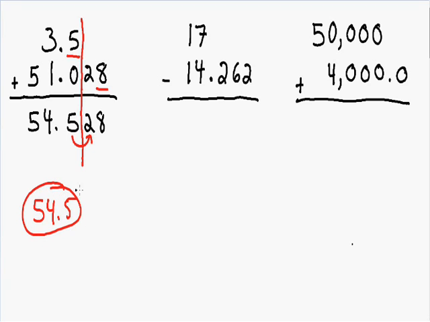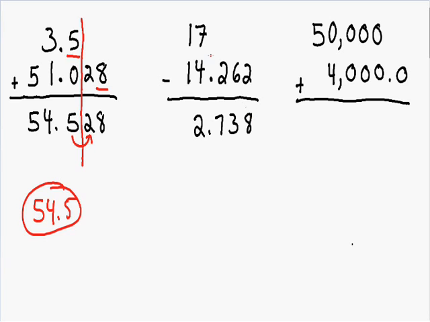Let's move on to our next example. Here we have 17 minus 14.262. And if we do the math and we subtract these two numbers, we're going to get an answer of 2.738.